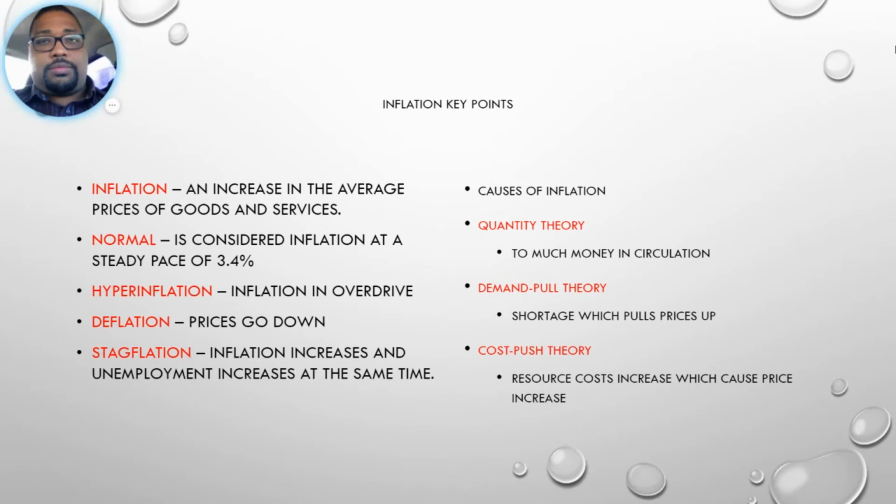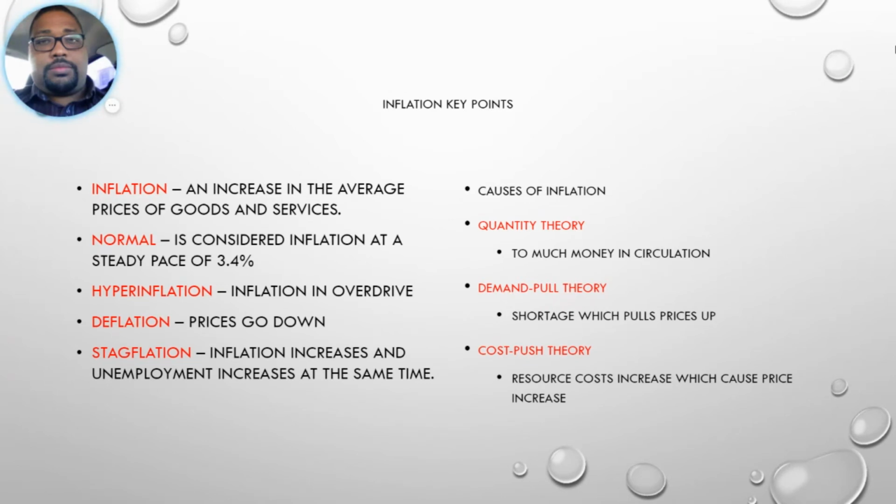Now, what causes inflation? There are a couple different theories. One is quantity theory. Too much money in circulation. Because I know the question is always asked, why don't we just print more money? Well, the more you have of something, the less it's worth. Let me say that again. The more you have of one thing, the less it's worth, because you can easily replace it. The one of a kind tends to cost more. So that's the quantity theory. Quantity theory is too much money in circulation causes the value of the dollar to decrease.